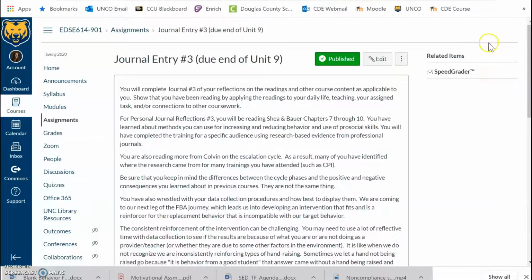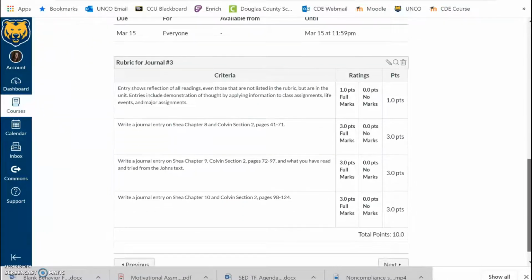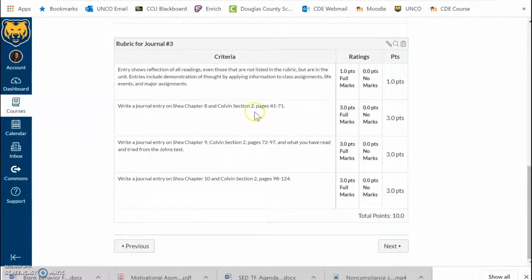If you click on journal entry number 3, you'll see here the rubric. So this is letting you know which text components to address in each section. If you have a different edition of the text and you have concern about the alignment of that passage with the topics that we're discussing, please do let me know. I know that sometimes this can be off, but other times it's not affected. So I'm here to help if you have any concern about that.